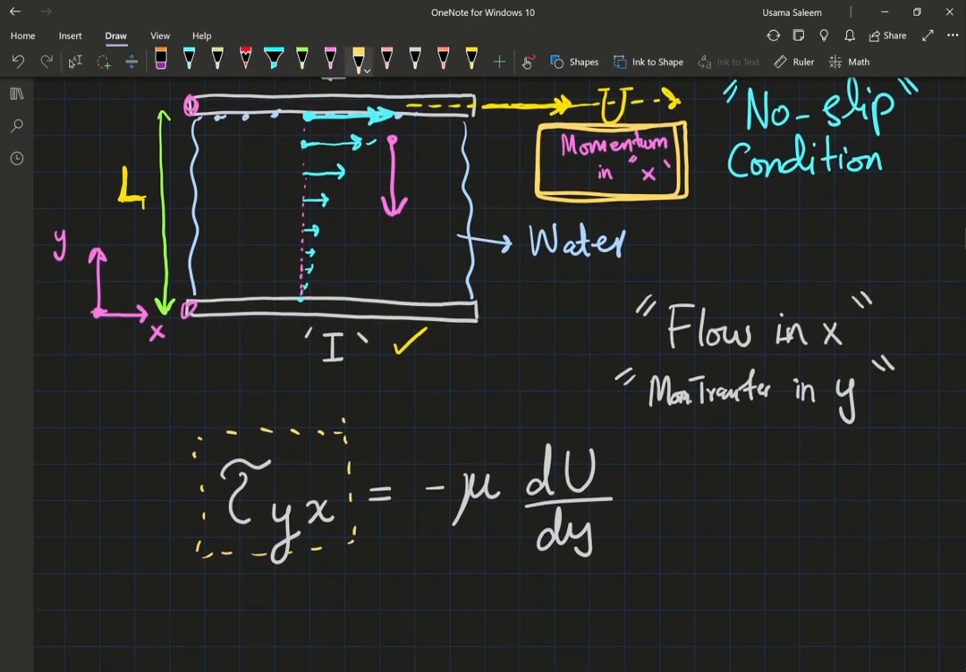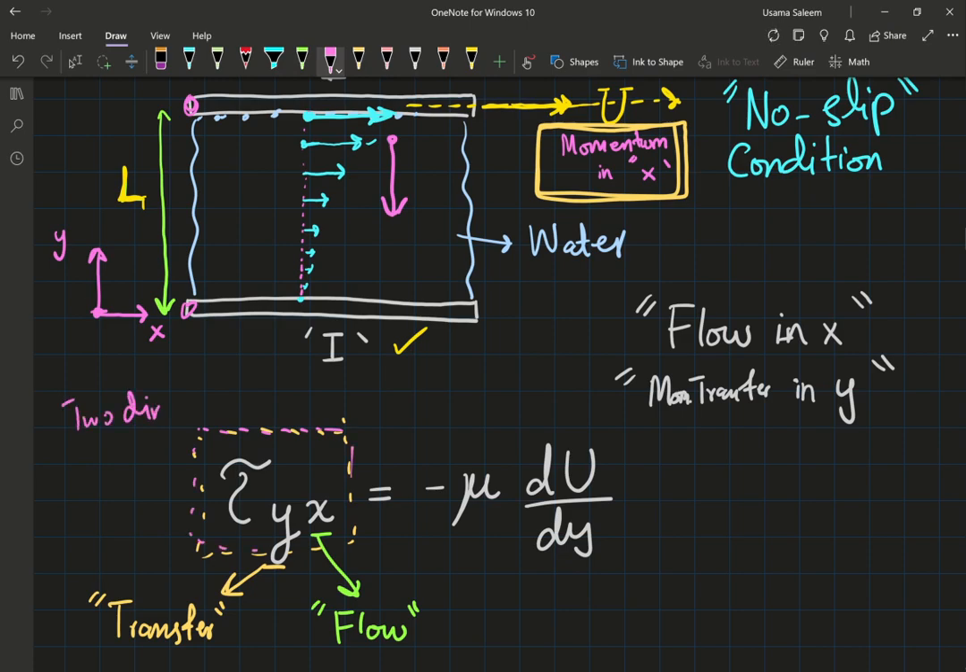This is going to be an element of a tensor. Y tells you the direction of transfer, and x, as you've seen, is the direction of flow. Okay, so in order to fully describe my tau, I need two directions. As you can see, I need two directions.